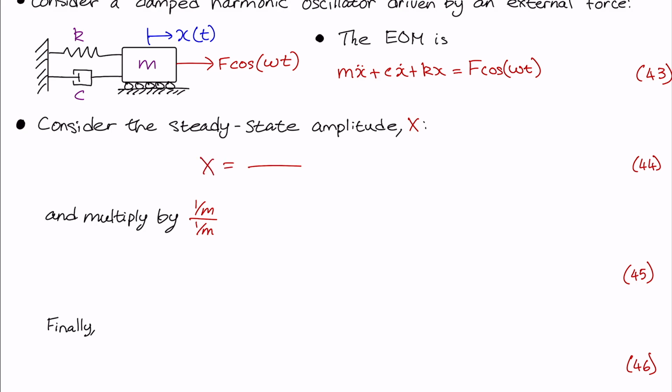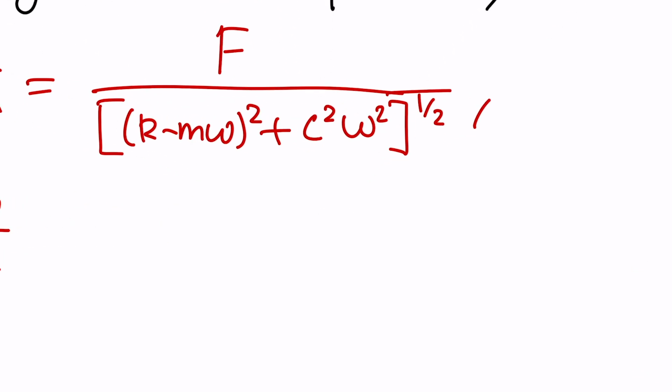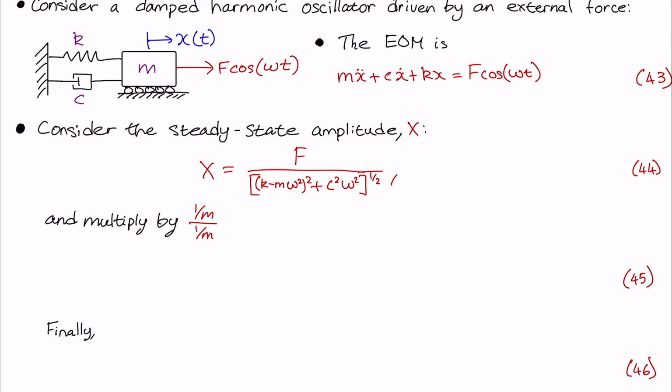Big X is equal to F divided by the quantity k minus m omega squared, squared, plus c squared omega squared, all of that raised to the 1/2 power. We're going to multiply this by 1 over m divided by 1 over m. Is it k minus m omega squared? Yep. There should be k minus m omega squared. Yeah, I'm going to miss that a lot, so please remind me.